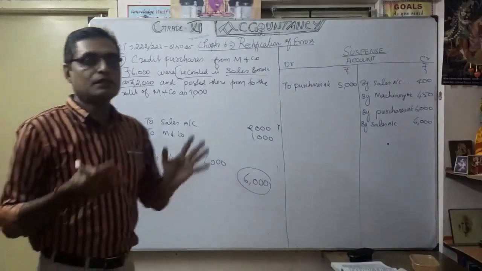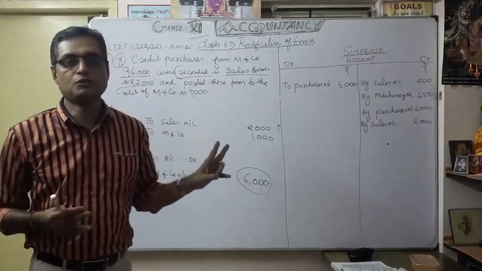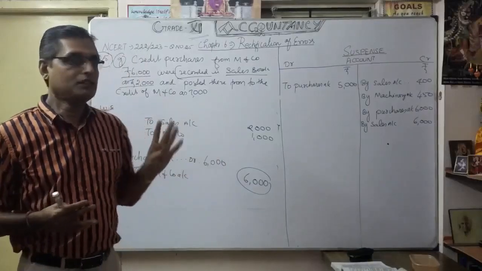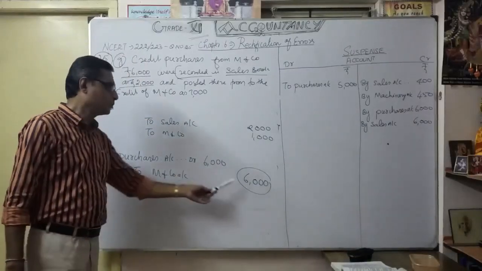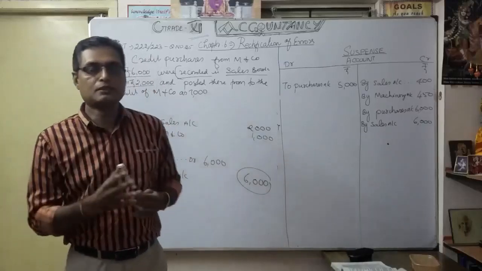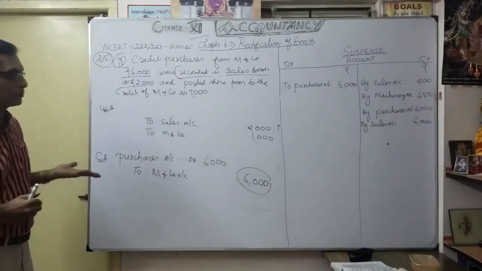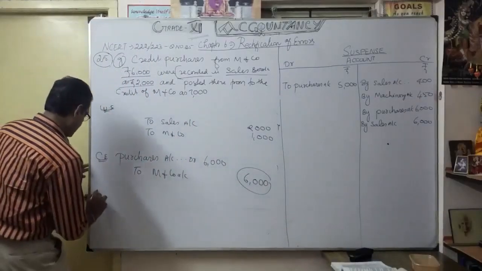So first of all, instead of purchases, they considered sales. It's one mistake. The amount is also wrong. Second mistake. Third one, they were supposed to credit M1 Co 6,000. They credited only 1,000. So three mistakes happened. Okay. So error of commission. Now how to do the rectification entry?